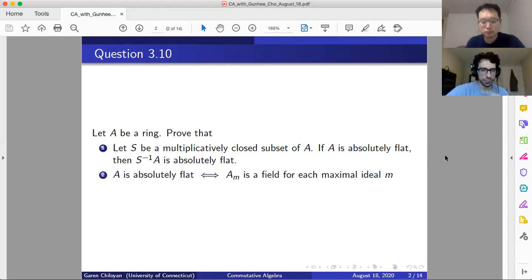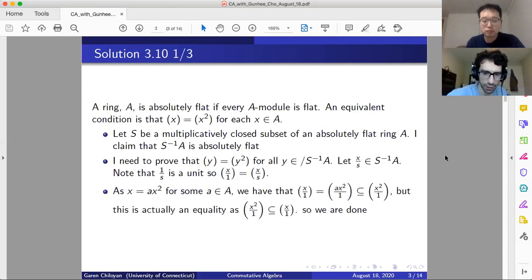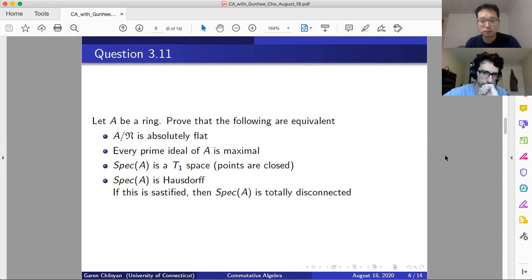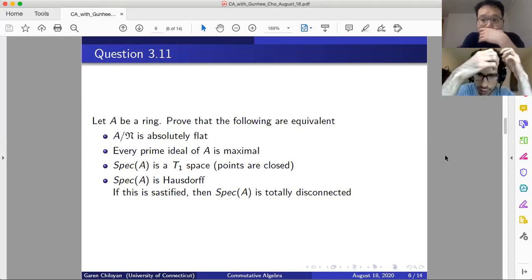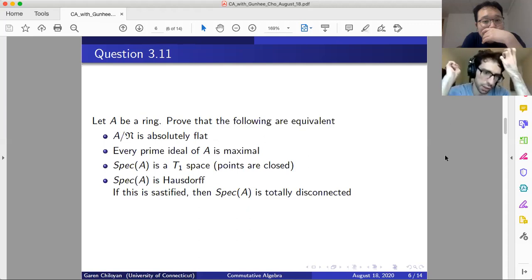Okay, so that was a nice warm-up. The other questions are much more technical. So next question. If A is a ring, then the following are equivalent. A mod n is absolutely flat. Every prime ideal of A is maximal. The spectrum of A is a T1 space, meaning the singletons are closed, and the spectrum of A is Hausdorff. And so I guess I made a mistake. If this is satisfied, then Spec of A is totally disconnected.